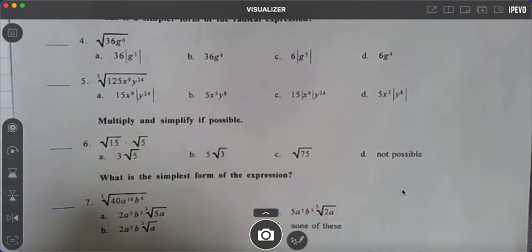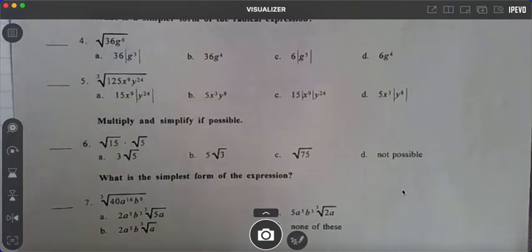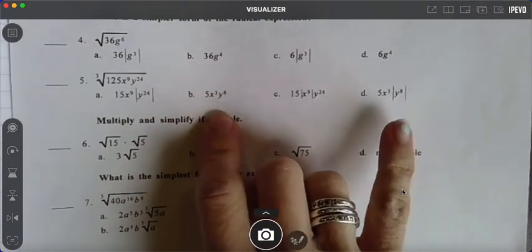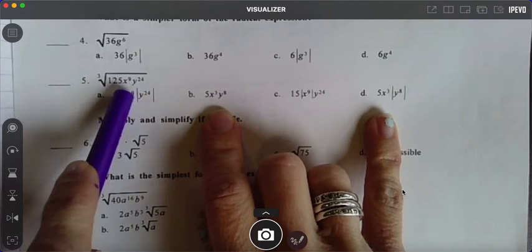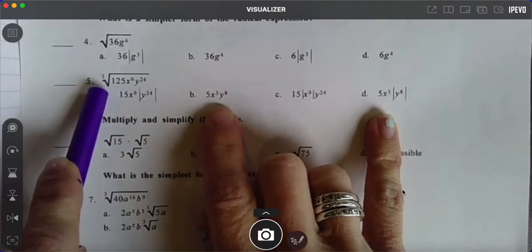Now this one, think, what's the cubed root of 125? It's on the board or on your calculator. It's 5. So either it's going to be this one or this one. If you write out X, the X 9 times, it's only going to be 3. And now your shortcut is to divide it. What's 9 divided by 3? I know it could be B.